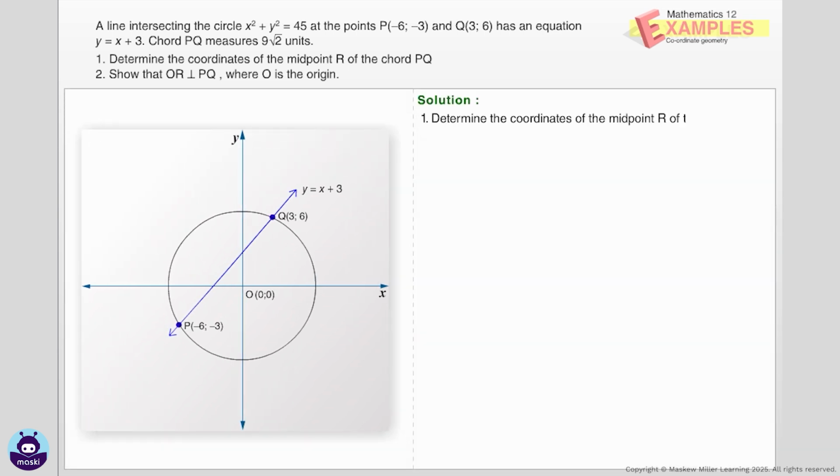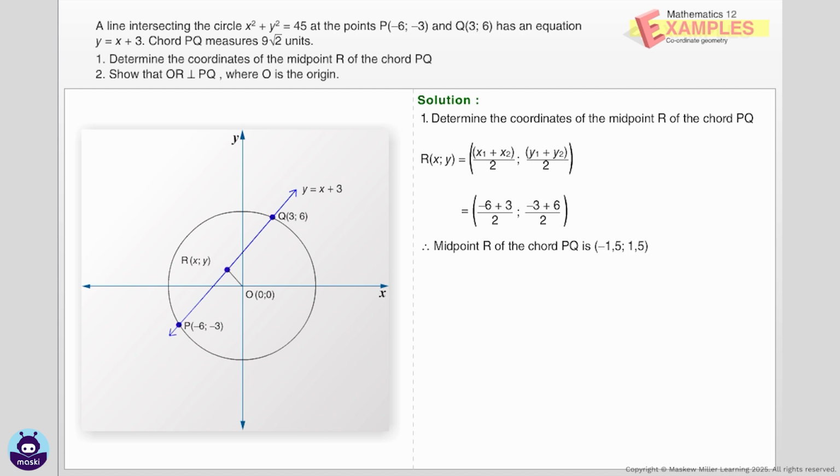Solution. The midpoint of the line segment PQ can be determined using the midpoint formula: ((x1 + x2)/2, (y1 + y2)/2). Substituting values, we get, therefore, the midpoint R of the chord PQ is (-1.5, 1.5).